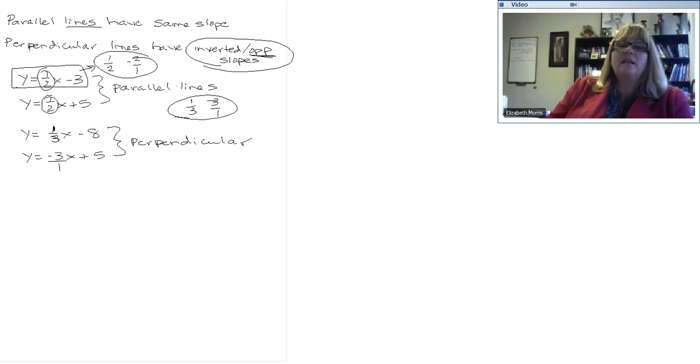Parallel lines, same slope, and notice it's a pair. You're looking at a pair. Perpendicular lines, inverted opposite slope, again a pair. And they're going to have you look at pairs, okay? So let me just show you one example of that. What if I was given this? Line 1 went through this and this, and line 2 went through this and this.